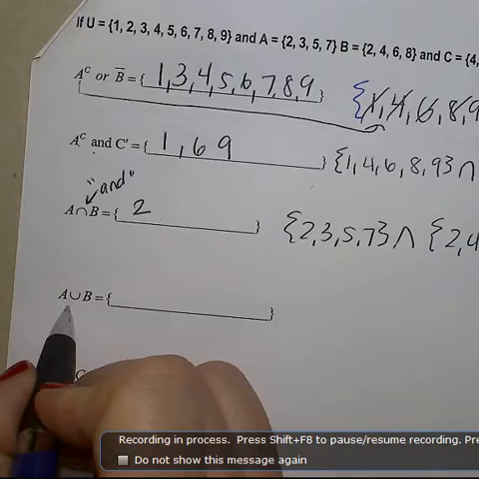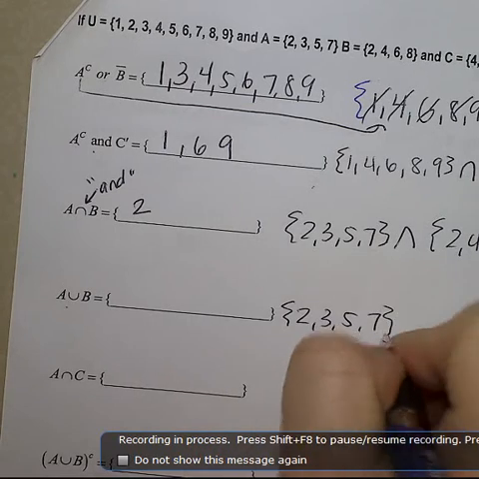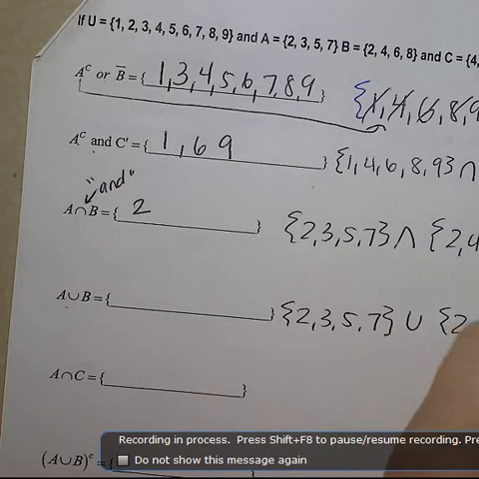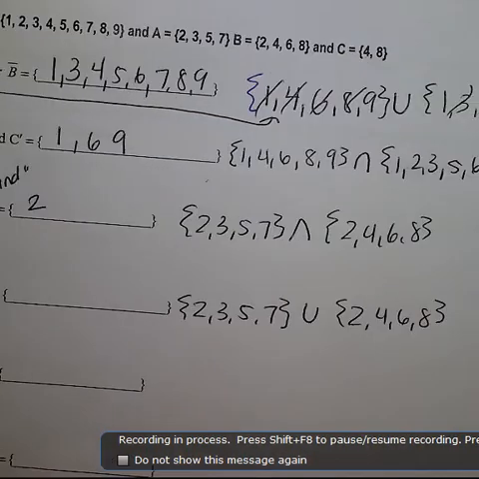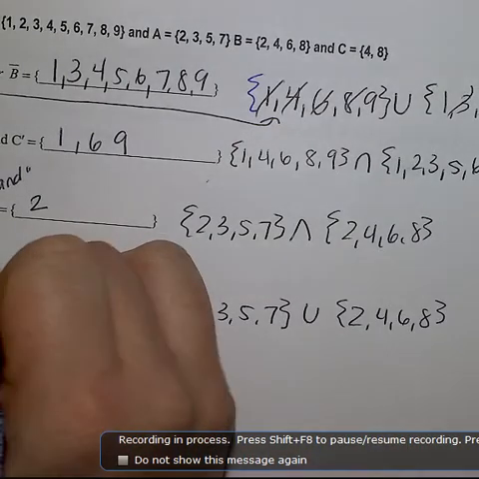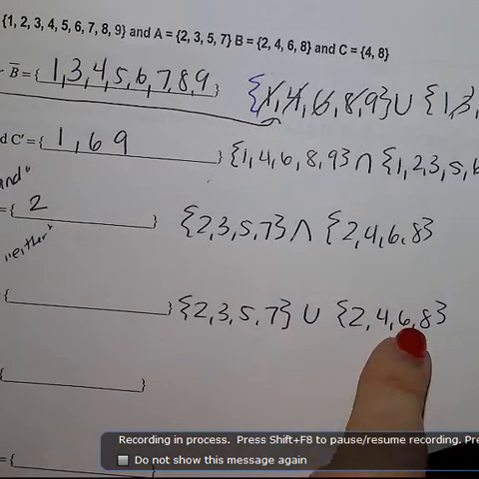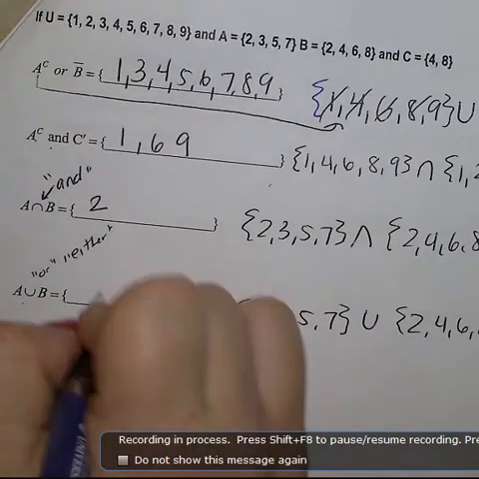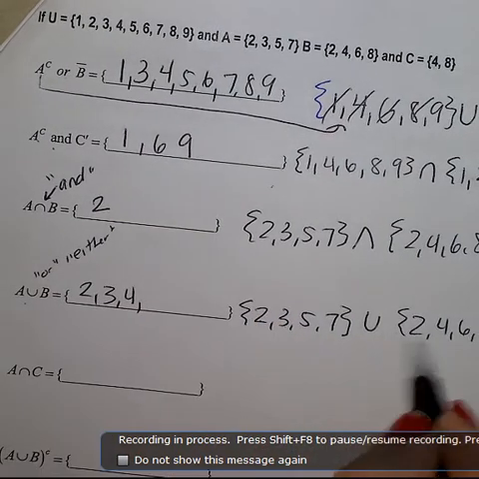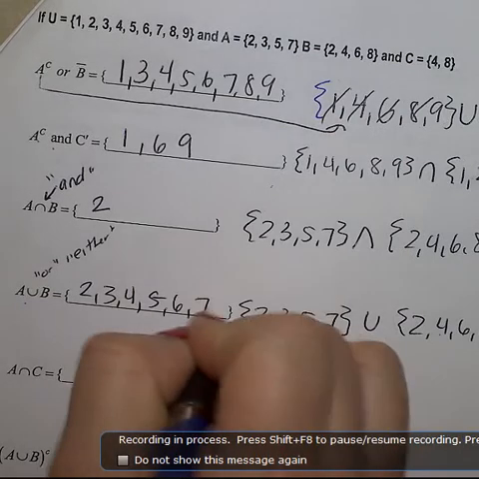A union B, I'm going to write down A again, union B. So this is using the word or, thinking of it as the word either, whatever you prefer. So what's in both sets, and we just can't repeat ourselves. So we have a 2, a 3, a 4, a 5, 6, 7, and 8.